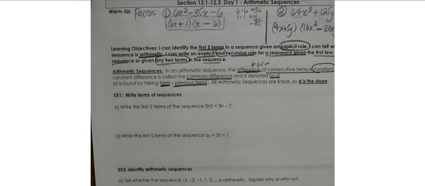Now, D is found by taking the term that you are currently on and subtracting the previous term from it. That's going to tell you what D actually is. So therefore, all arithmetic sequences are linear, and D is considered the slope. So how is this related to linear functions?